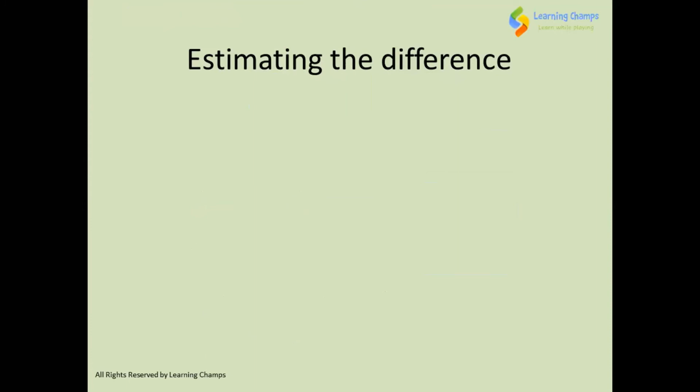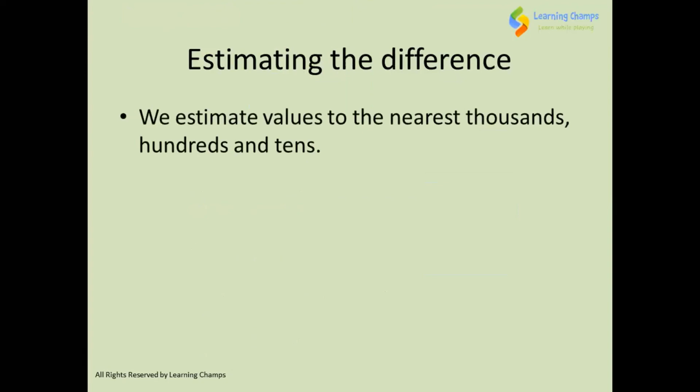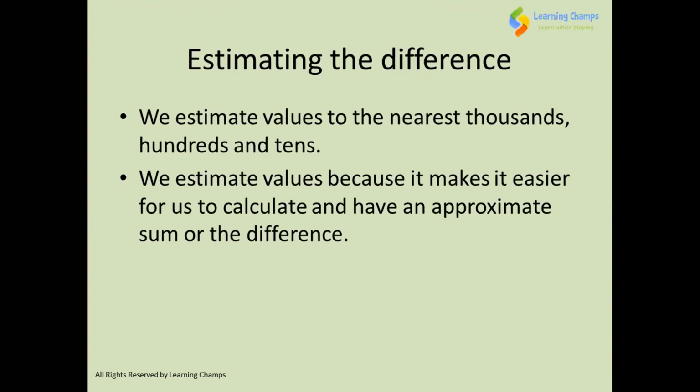Very good. Now we are going to find like how we did the subtraction story earlier and we found that there were some mistakes, right? So this is going to help us to find it. You can easily find it by looking at a glance. We estimate values to the nearest thousands, hundreds and tens and sometimes millions, billions, but you will be learning up to this. We estimate values because it makes it easier for us to calculate and have an approximate sum or difference. We will not have the exact sum or difference, but we can have an idea.